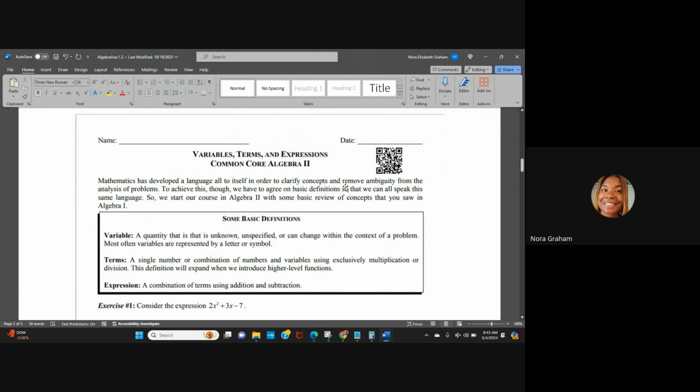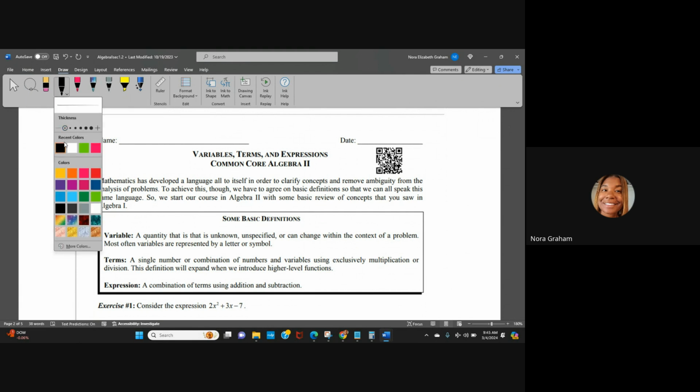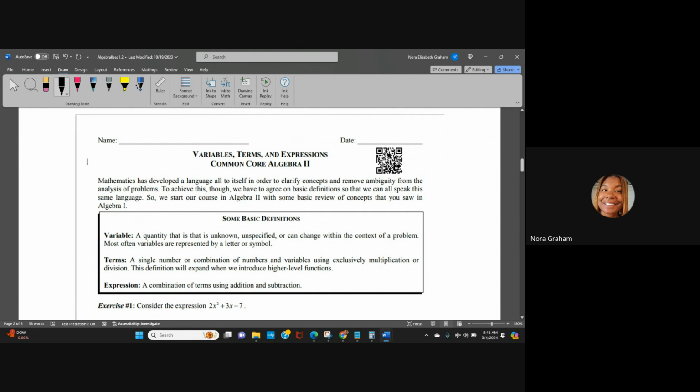All right, so variable terms and expressions, Common Core Algebra 2. Like I said, we're going back into Algebra 1, and basically these are the basics for solving basic algebra equations. I know a lot of you have heard of PEMDAS or GEMDAS. I usually do PEMDAS: parentheses, exponents, multiplication, division, addition, and subtraction. This is what we should follow when we're solving math equations.